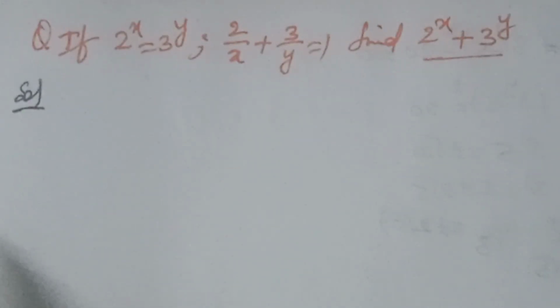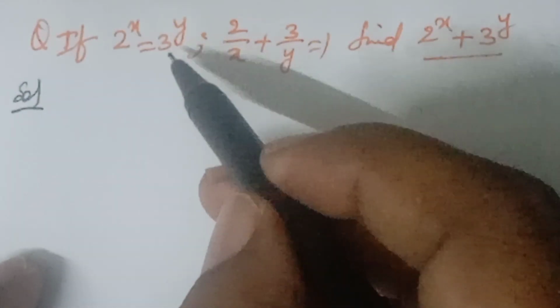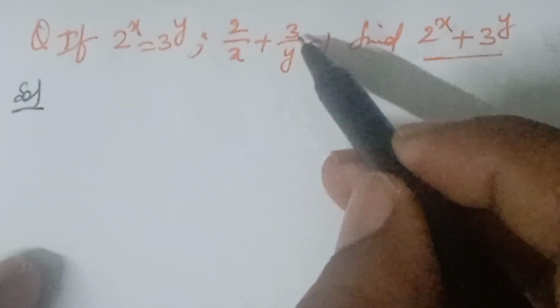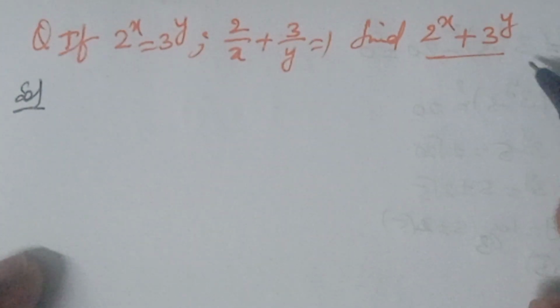Good question: given 2^x = 3^y and 2/x + 3/y = 1, find 2^x + 3^y.